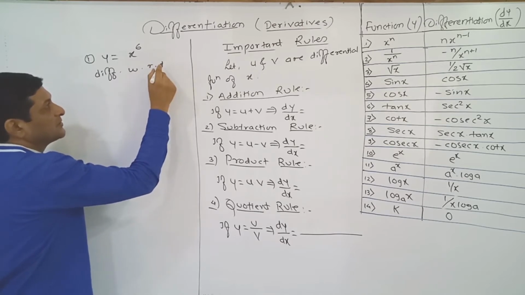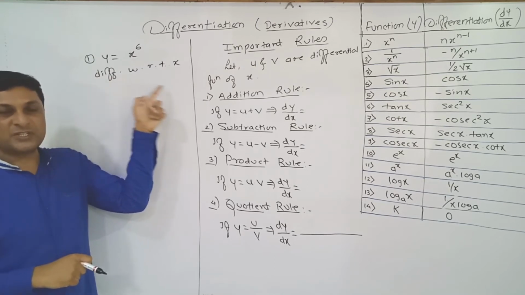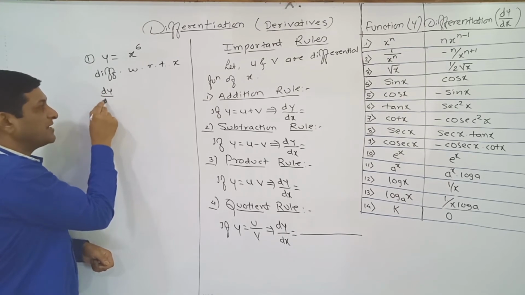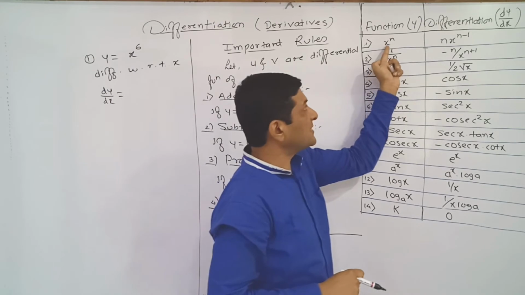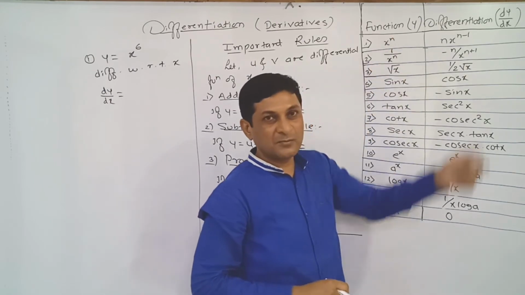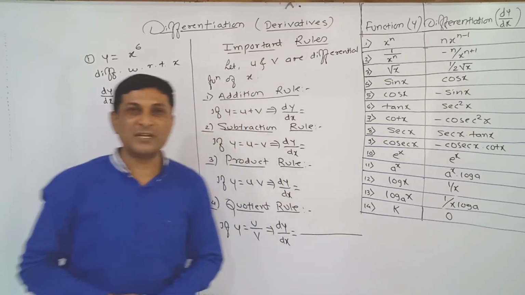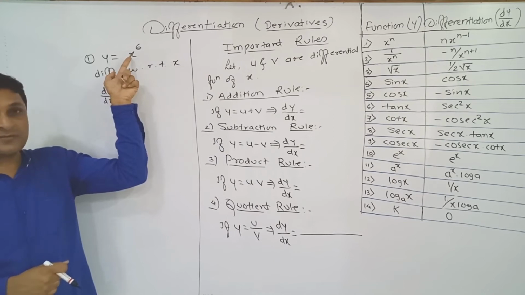So simply it will be denoted by this notation, differentiate with respect to x. So the derivative of y with respect to x is denoted by dy by dx. Now this function is in the form of what? x raised to power n, where n is nothing but a natural number or any number. Not necessarily a natural number.